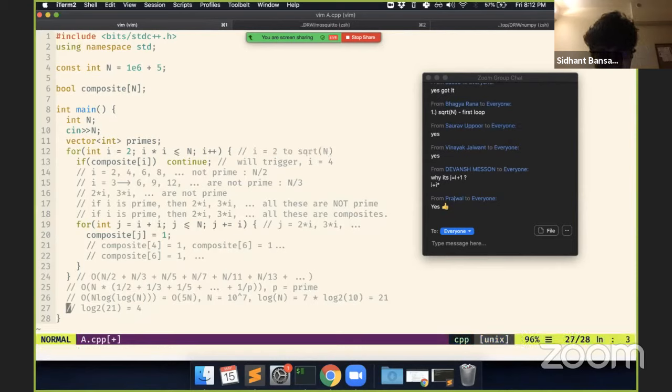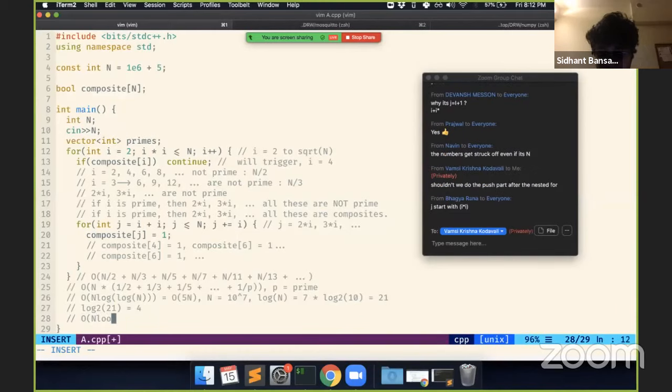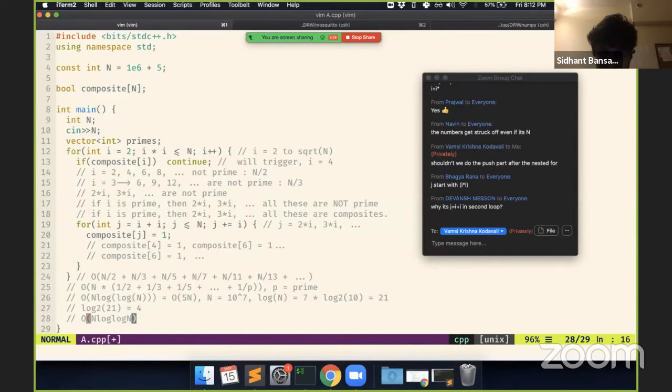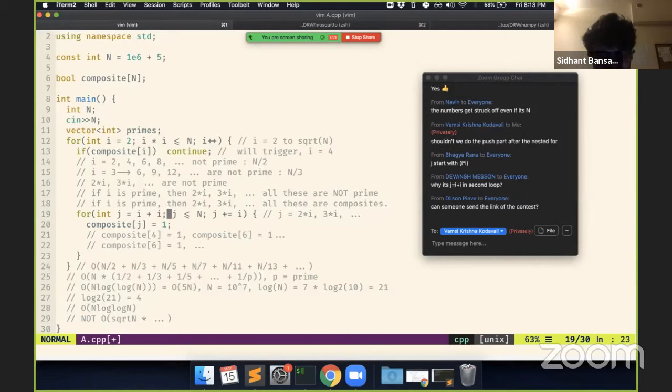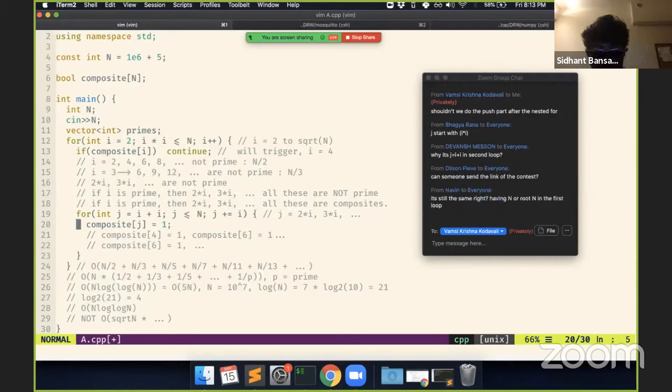This doesn't mean that this is faster than order n log n. It's still as slow as n log n. It doesn't get faster than that. Just so you know, it's not order square root n times something, in case somebody starts thinking that way, because the complexity comes from this part, lines 19 to 23. That's where the actual cost comes in.